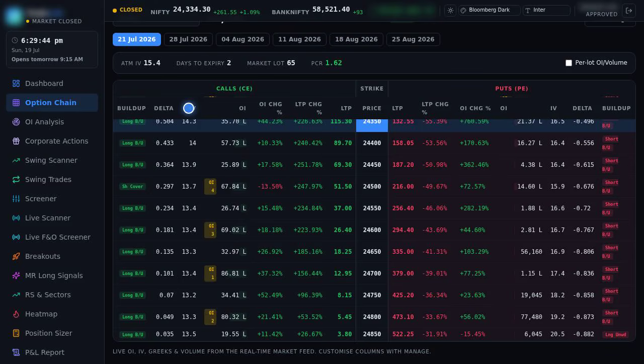You don't need to master these on day one, but remember the headline. As a buyer, theta is working against you every day, so you cannot afford to be slow or wrong for long.